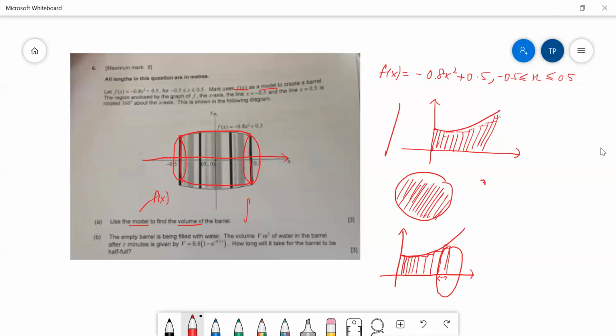Actually, this integration symbol is not an F. It is actually an S. It means summation. So we're actually summing the area of circles, pi r squared. I hope this helps you to remember the formula, pi r squared. But what is this r? This r is actually your y.